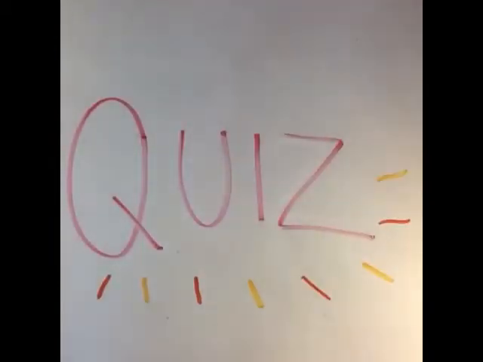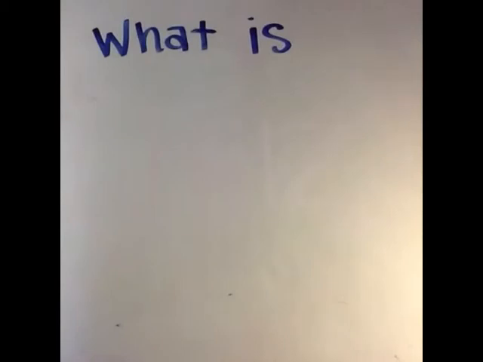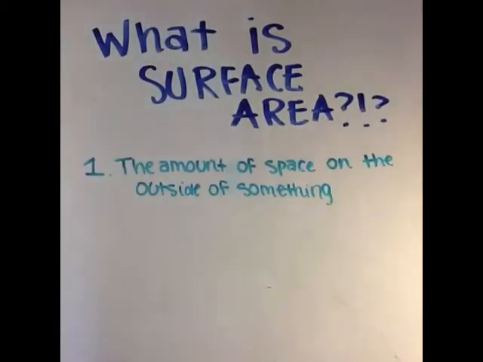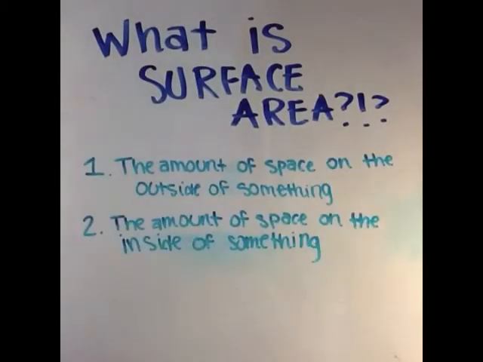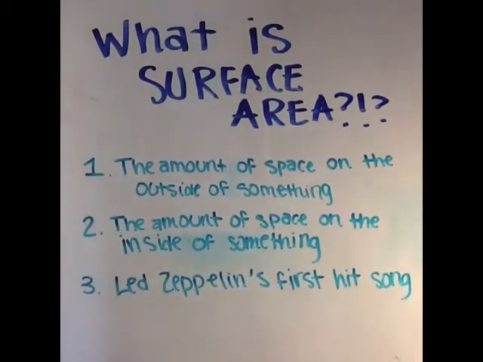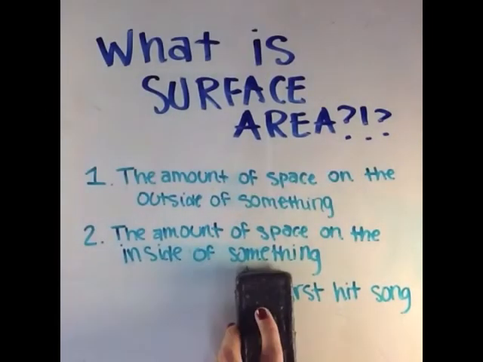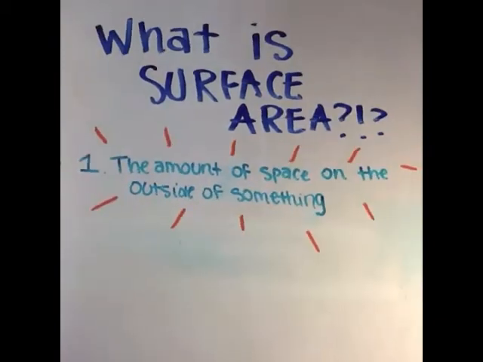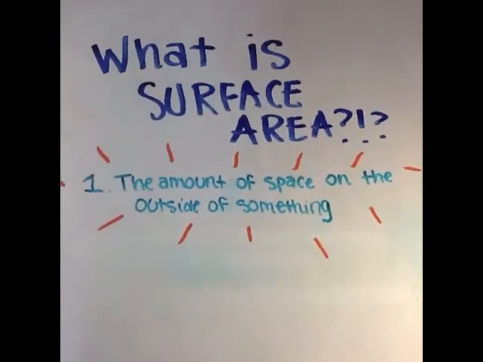Think you understand? Time to review. What is surface area? A. The amount of space on the outside of something, B. The amount of space on the inside of something, or C. Led Zeppelin's first hit song. The correct answer is A, the amount of space on the outside of something.